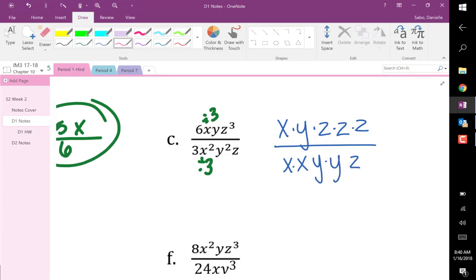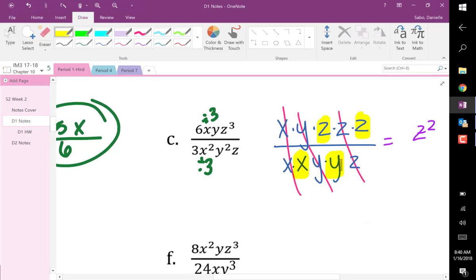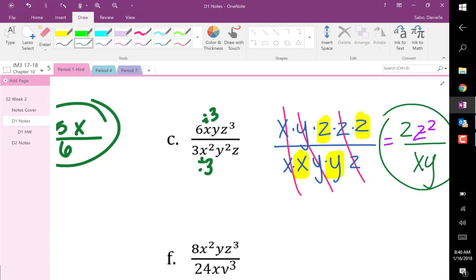Now look what happens. Gone, gone, gone. Well, look. I have 2 z's left. And I have 1 x and I have 1 y. And then you guys told me that we had a 2 on the top. Do you kind of see now why? Okay, good.